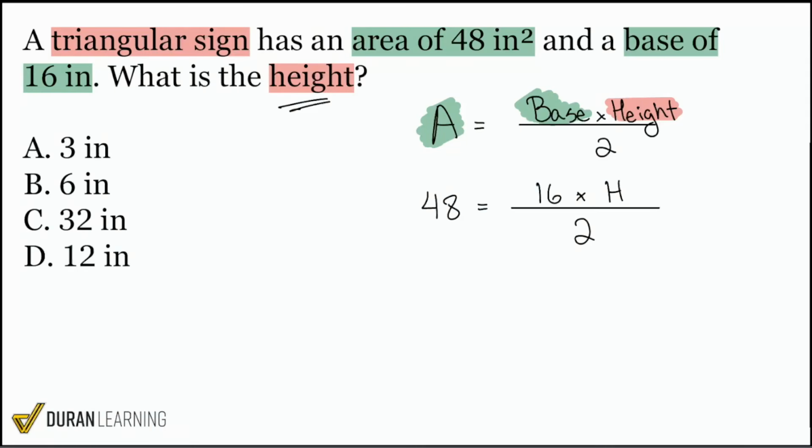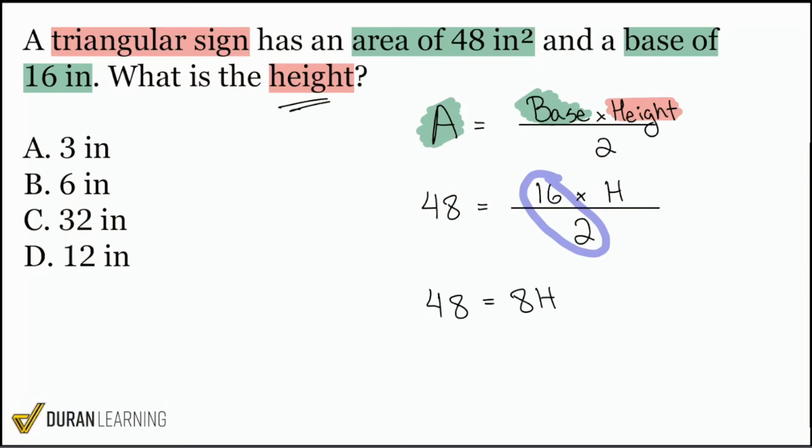We're trying to simplify here. Everybody, what is 16 divided by 2? That's going to be a pretty convenient one. That is going to be 8. So if I take the 16 and the 2 together, you can divide those and get 8. So this turns into 48 equals 8 multiplied by H. One more question, my party people. What is the opposite of multiplying by 8? That's going to be dividing by 8 on both sides.